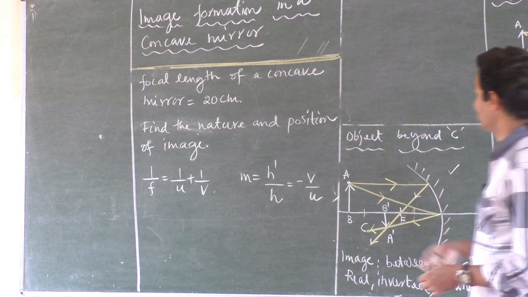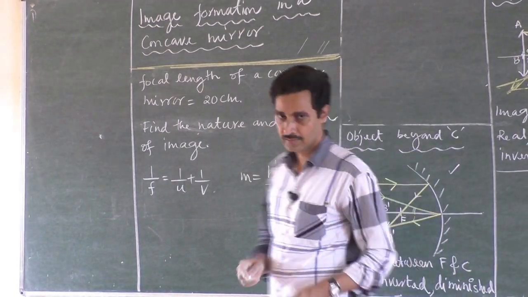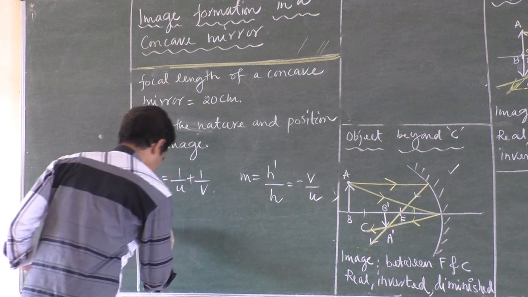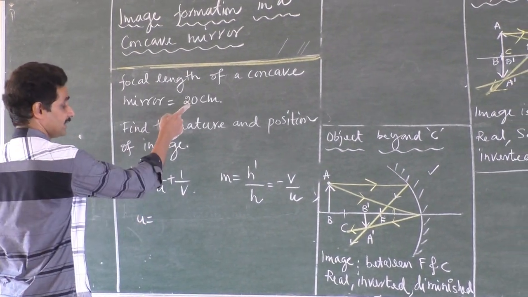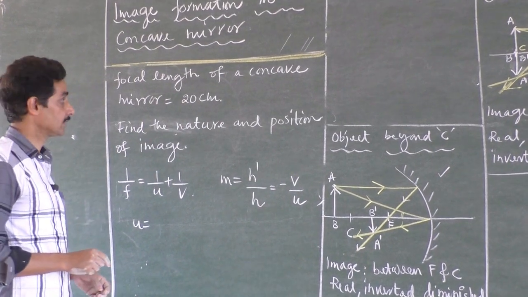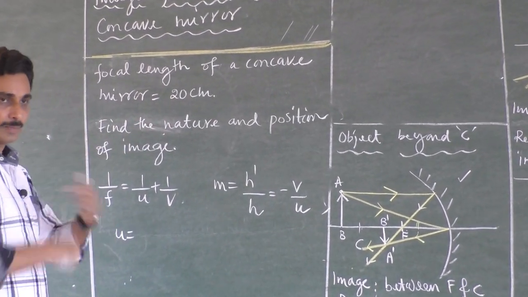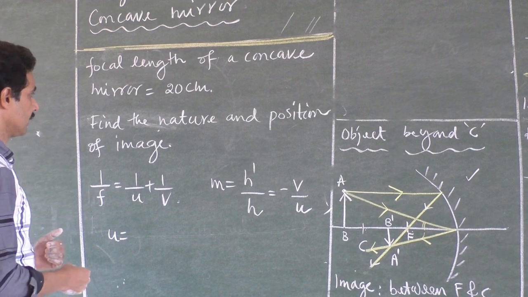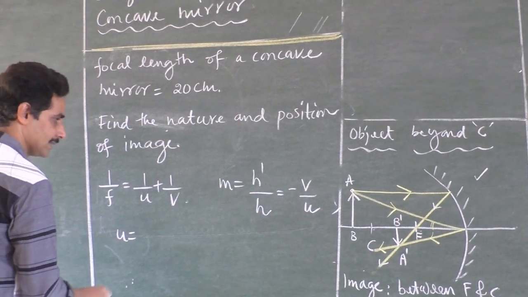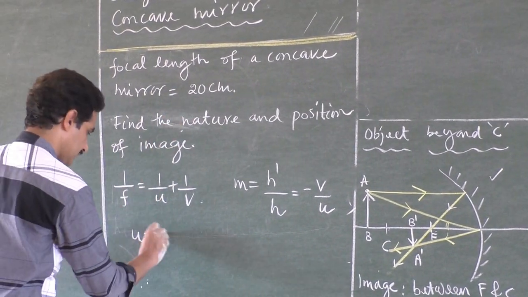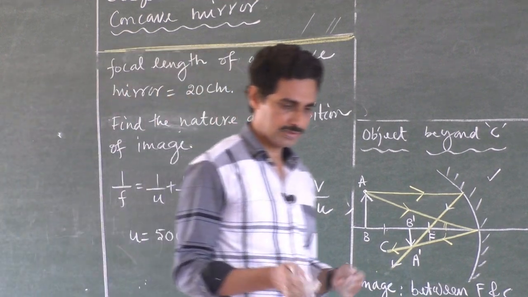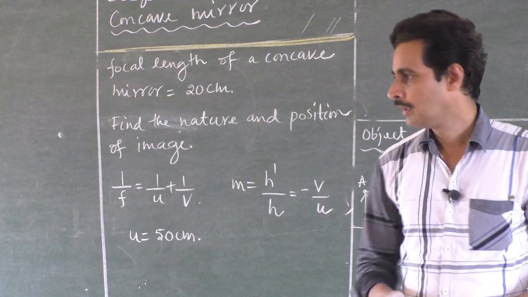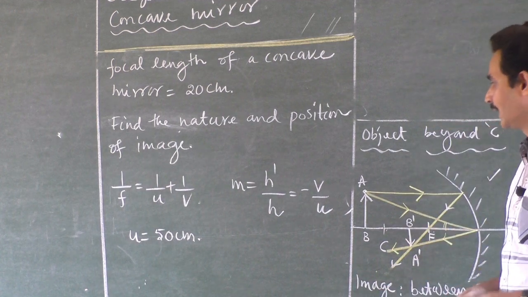Let the object distance u be, I'll write it here only. So we have to go beyond C. The center will be at 40 centimeters because this is the radius, this is the focal length. Double the focal length, we have the radius. And object distance, say 50 centimeters. Let the object be kept at 50 centimeters, which comes to be beyond C, right? So we should get this case. Do we get that case?